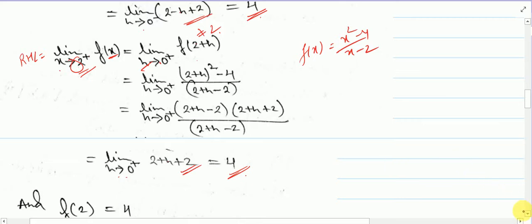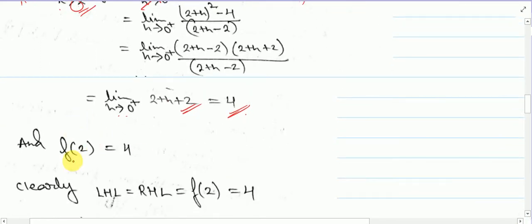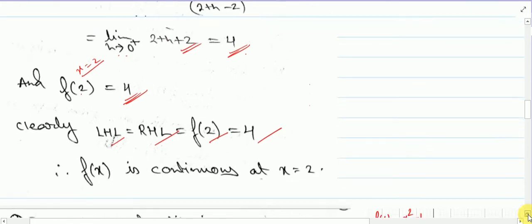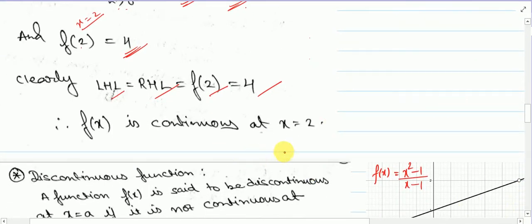The next job is to find the functional value at x equal to 2. There also you are getting 4. So here we saw that the left hand limit is equal to the right hand limit equal to f of 2 equal to 4. Therefore f of x is continuous at x equal to 2.